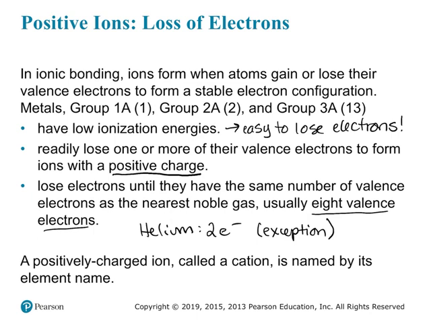Okay, so if we do end up with a positively charged ion, we call that a cation. And we just name that ion according to the name of the element. We'll see that in other cases we're going to change the name slightly. All right, now if you have trouble remembering what a cation is, just think of a cat. And it is positively charged. So that's a good way to remember what a cation is. It's a positive ion.